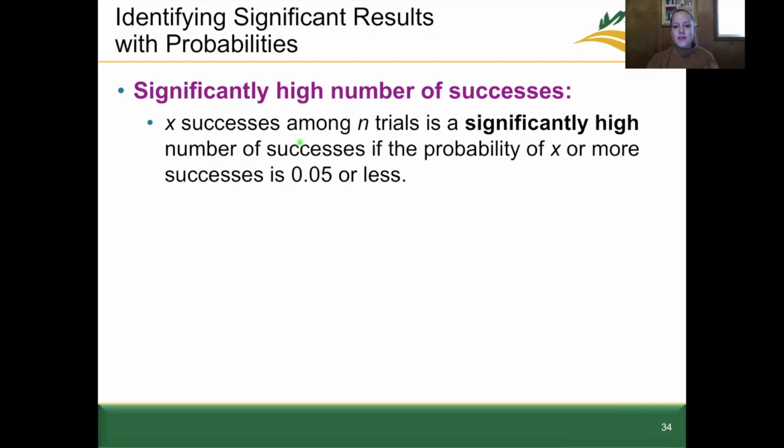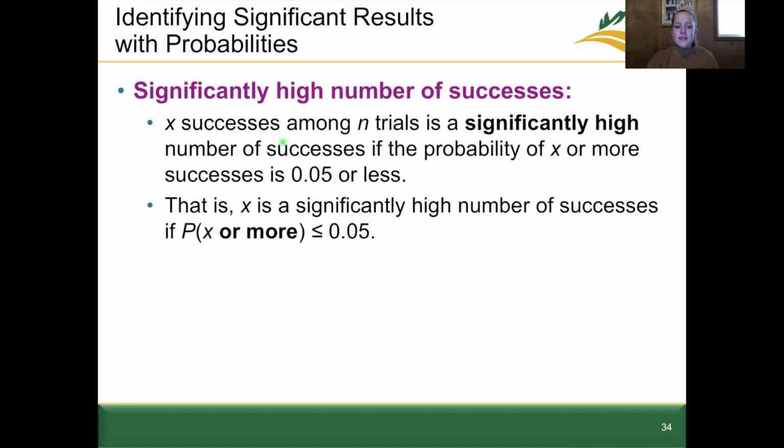So to do this, we'd figure out the probability, then we'd see if it's 0.05 or less, and then we can determine, based on that value for the probability, if the number of successes X that went into calculating that probability is a significantly high number or low number of successes, which we'll get to on the next 1 or 2 slides. In other words, when X is a significantly high number of successes, then we get a probability value when X is plugged in here or more. That probability value is less than or equal to 0.05.